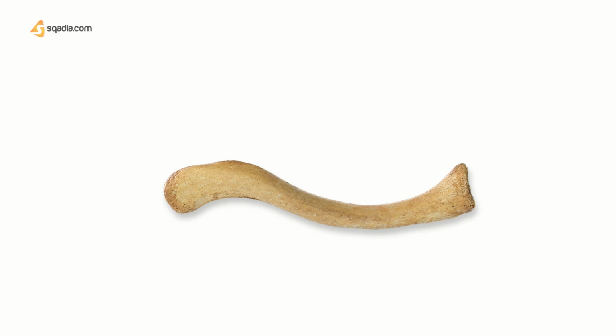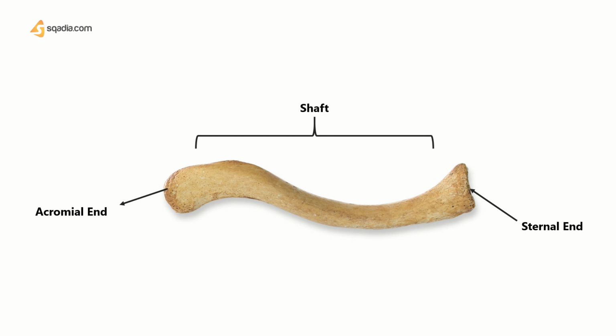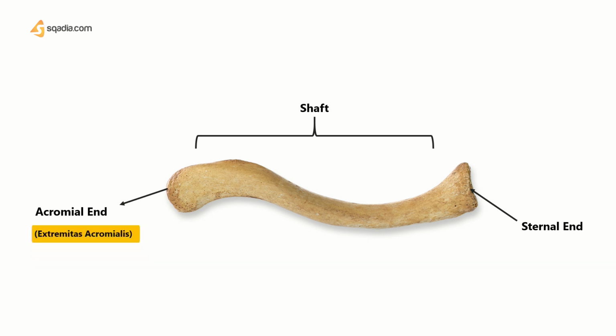If you look at the clavicle superiorly, it has two ends, the acromial or lateral end and the sternal or medial end, and a middle portion called the shaft, also known as the body. The acromial end is also called extremitas acromialis. It is a flattened end of the clavicle, which is rough inferiorly.